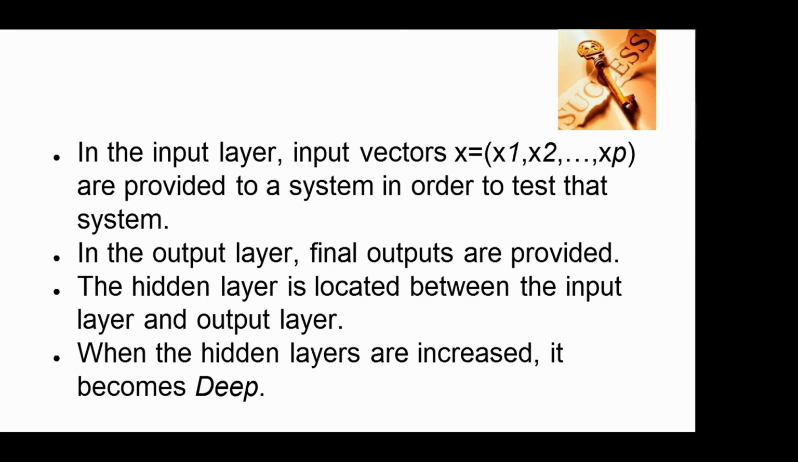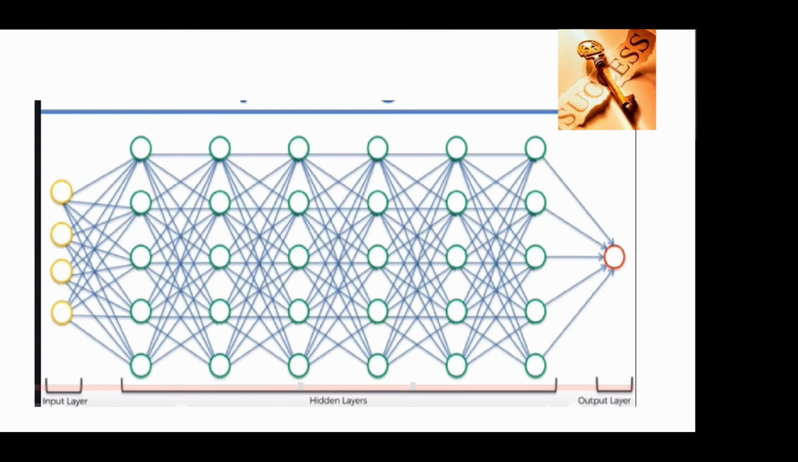Continuous variable detection or identification is made by regression analysis. When the hidden layers are increased, it becomes deep, as I told you earlier. In this diagram you can see there are four nodes on the input layer: x1, x2, x3, x4. How many hidden layers can you visualize here? 1, 2, 3, 4, 5, 6. So the number of hidden layers is 6.